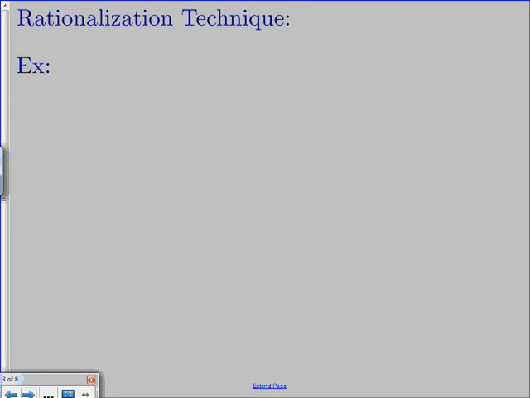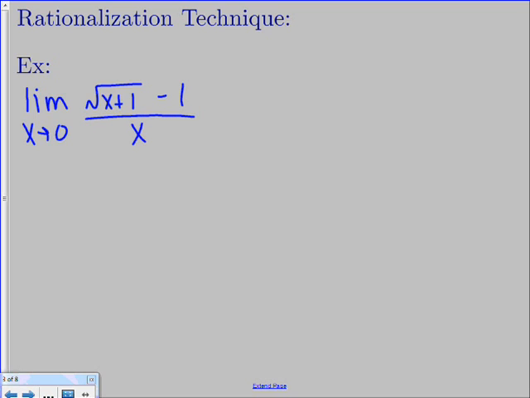The second technique we're going to go over is for functions that have radicals in them. So the rationalization technique is we're going to rationalize what we have with radicals. So for this example, we're going to do the limit as x approaches 0 of the square root of x plus 1 minus 1 over x. So again, plugging in for 0 would just give 0 over 0, which is an indeterminate form, which means that we have to do more before we can say what the answer is.